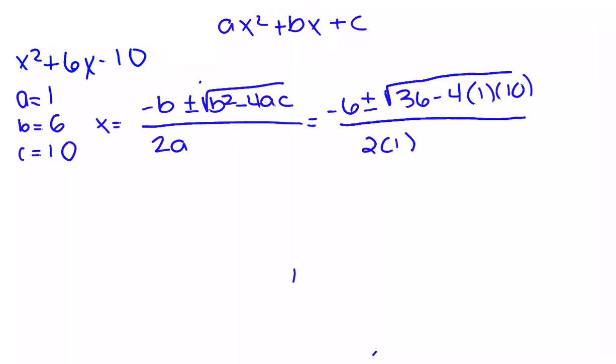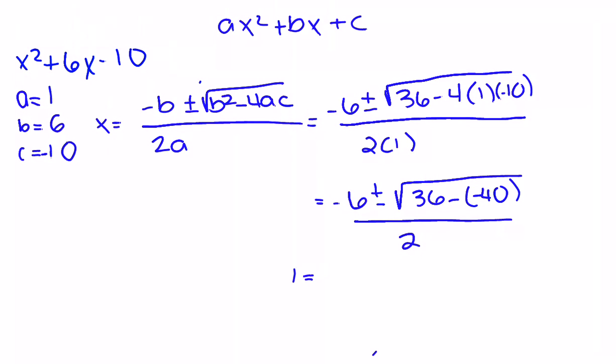Well, if you kind of look at it, you can already see how many solutions we're going to have. So we're going to get negative 6, but we're going to work through it just a little bit more. Plus or minus, well, we have 36 minus, but I accidentally dropped my negative over here on my c, so we got minus, and then we have a negative 10, negative 40 all over 2. So we get negative 6 plus or minus, so this is going to change to plus a positive, so it's going to give us square root of 76 all over 2.